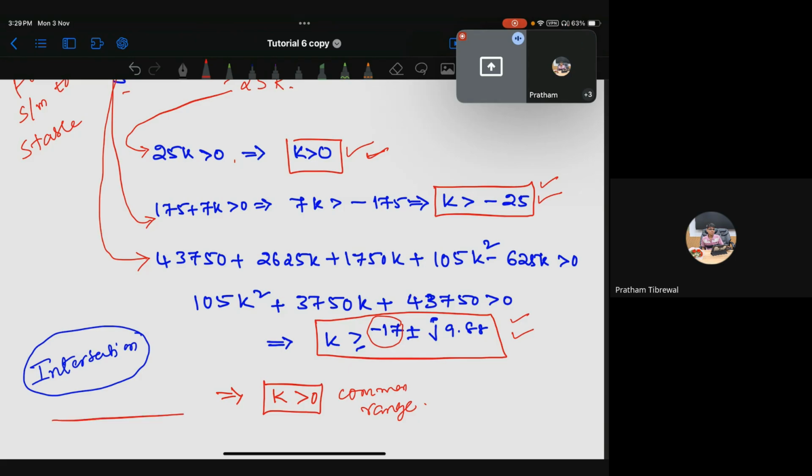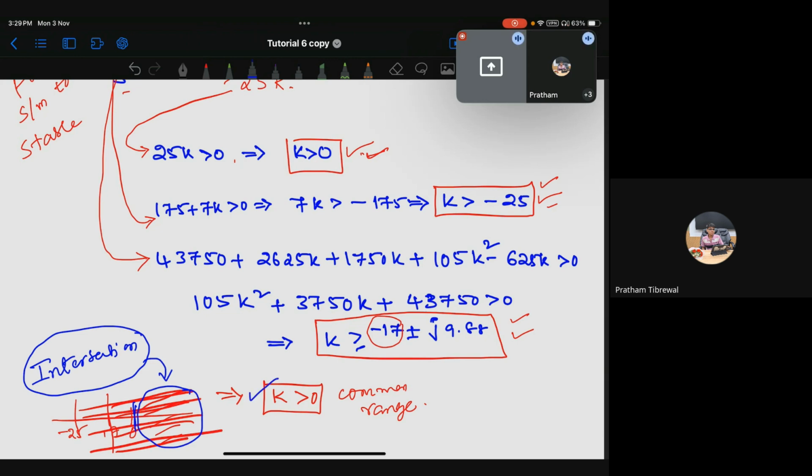That means the first one says k is greater than 0, correct? The second one says k is greater than minus 25. The third one says minus 17, and it also has poles on this. So this is the intersection, that is k is greater than 0.